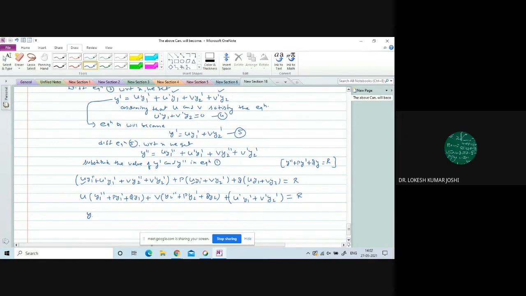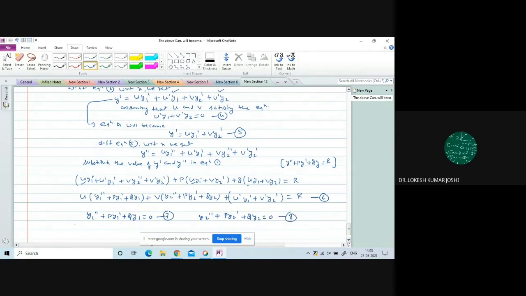y1 double dash plus p y1 dash plus q y1 will become 0. Say it is equation number 7. This is equation number 6 and this is 7. Similarly, y2 double dash plus p y2 dash plus q y2 equals 0, equation number 8.